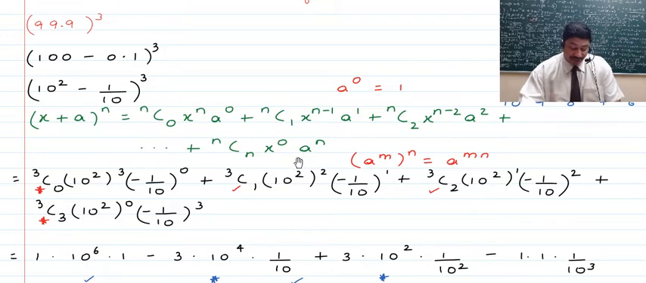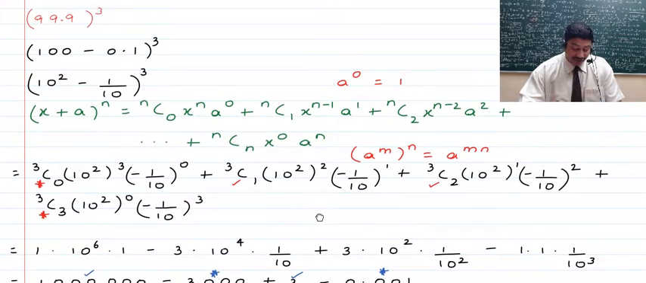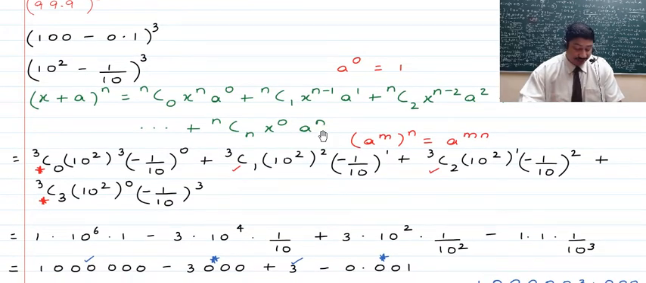We expand up to the last term, which is nCn x raised to the power the difference of the numbers in the superfix and the suffix, times a raised to the power the number in the suffix, that is n. Now children, our task is to use this binomial theorem for this sum at hand.